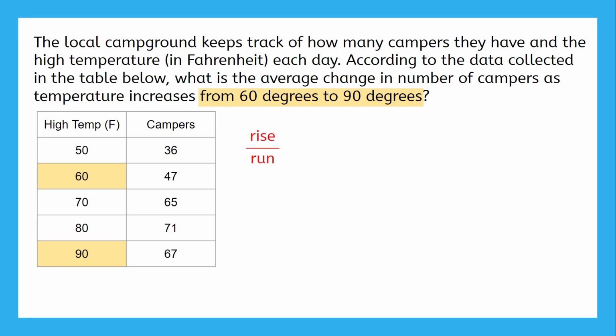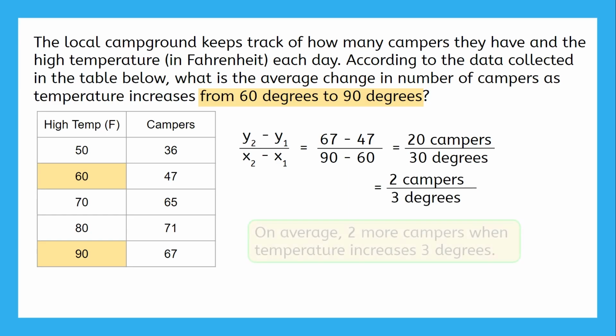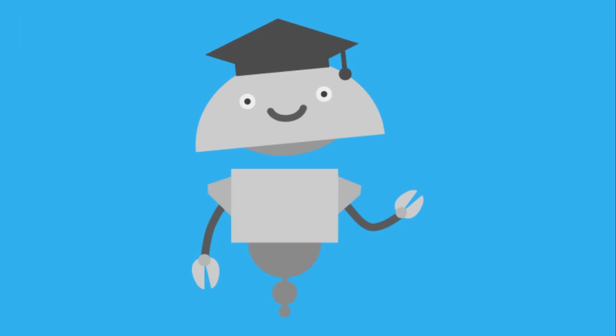Rise over run doesn't make much sense without a graph, so we're going to use the actual slope formula here. Second output minus first output over the second input minus the first input. Simplify the numerator and the denominator, and then reduce the fraction. We could read this as 2/3 of a camper per degree, but it's kind of weird to say 2/3 of a person. So instead, we can split the numerator and denominator and read it as, on average, there are 2 more campers whenever the temperature increases 3 degrees.